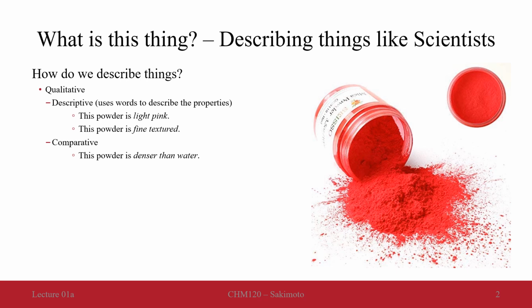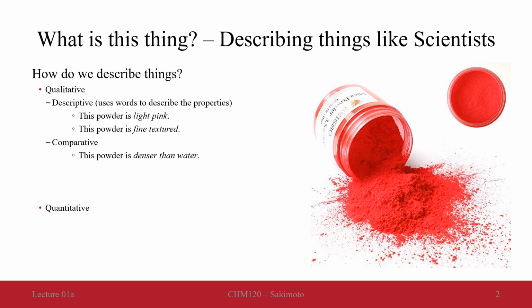We might also use comparative qualitative descriptions. We might say that this powder is denser than water. If we notice that this powder sinks in a cup of water, we'll be able to infer something about its relative or comparative density: more dense than water.